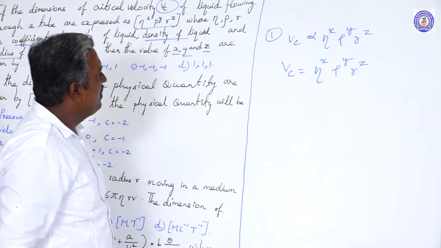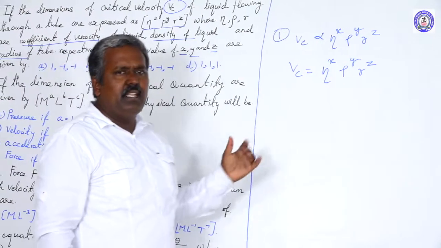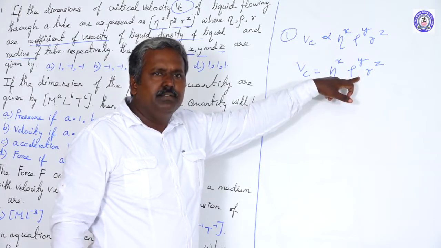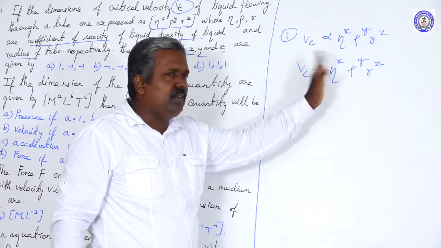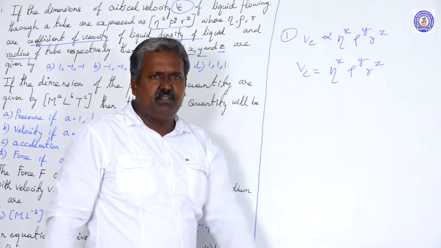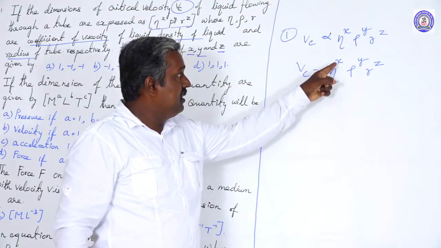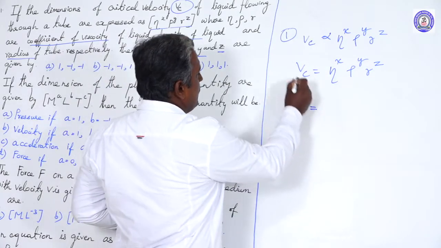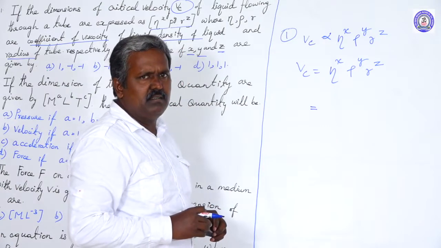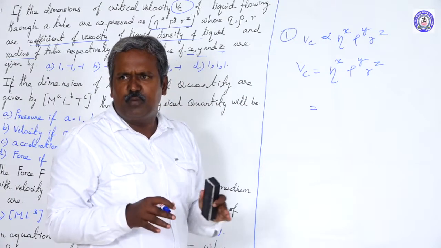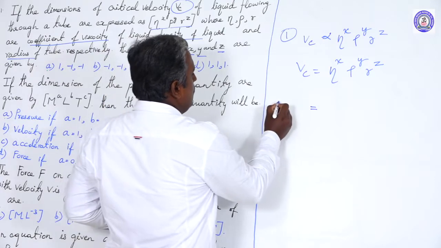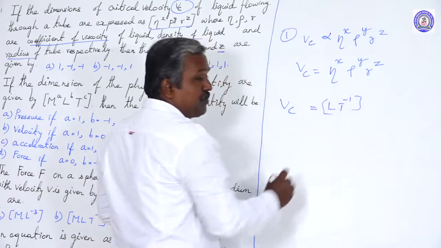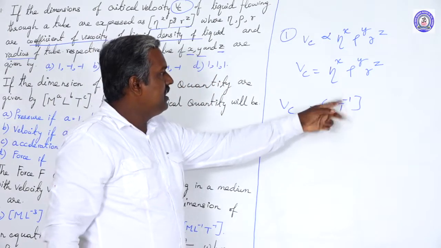Okay. So first we should write the dimensional formula for critical velocity, eta, rho and r. After writing these dimensional formulas, we must compare the powers. Only then can we get the values for x, y and z. What do you mean by Vc, critical velocity? Or just simply keep in your mind velocity. Formula: velocity means displacement by time, no? So LT power minus 1.